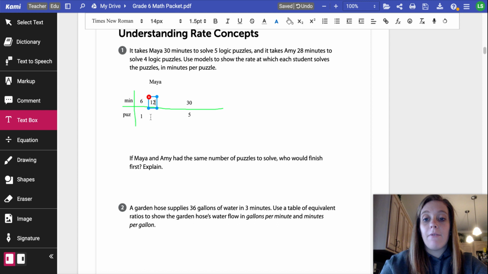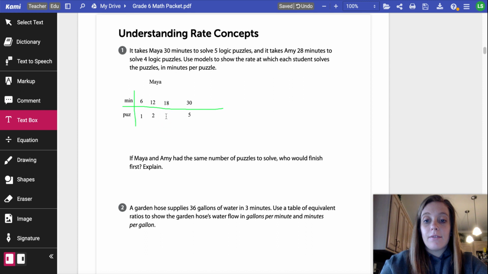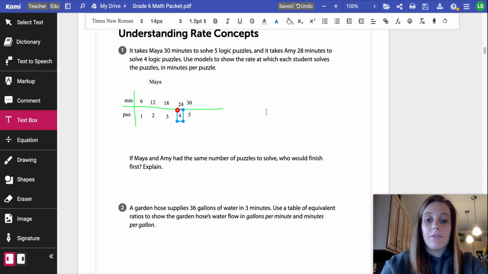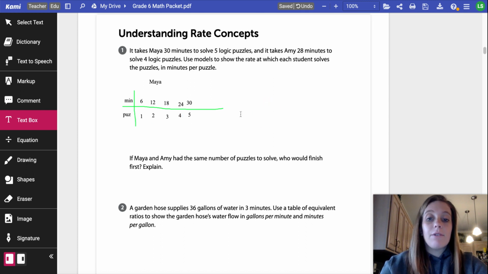That would be 12 minutes for 2 puzzles, 18 minutes for 3 puzzles, and 24 minutes for 4 puzzles. Sorry, it's not perfect. And then I would go ahead and do the same thing for Amy. So if you're stuck on this question, hit pause right now on this video and then see if you can do the same exact thing with a ratio table for Amy.